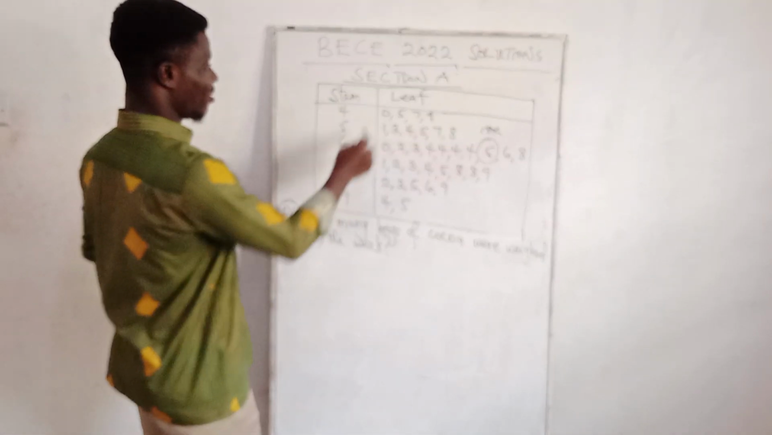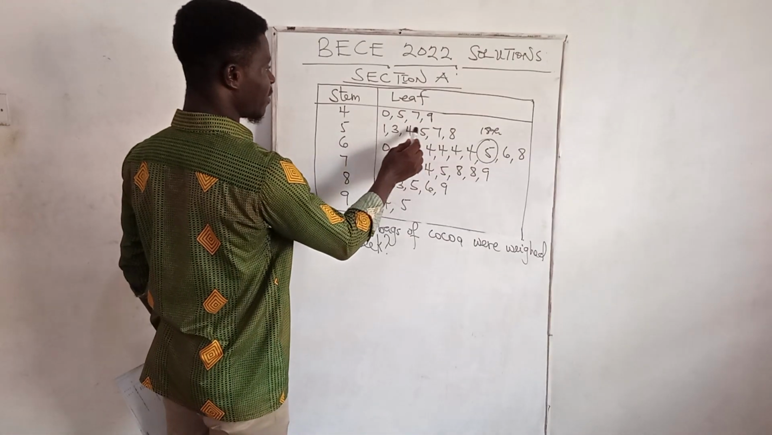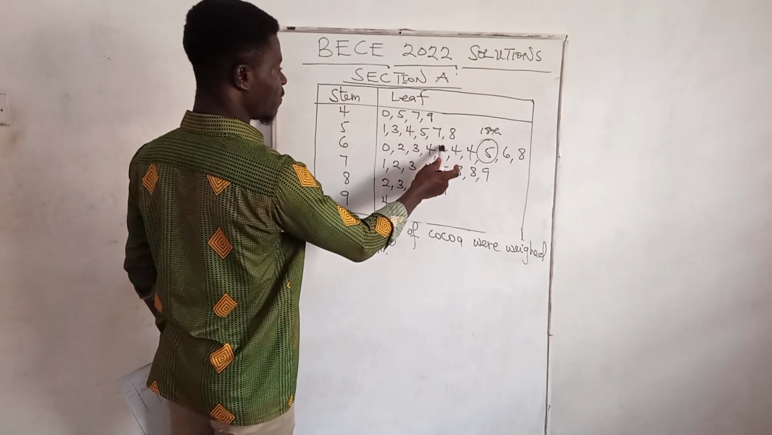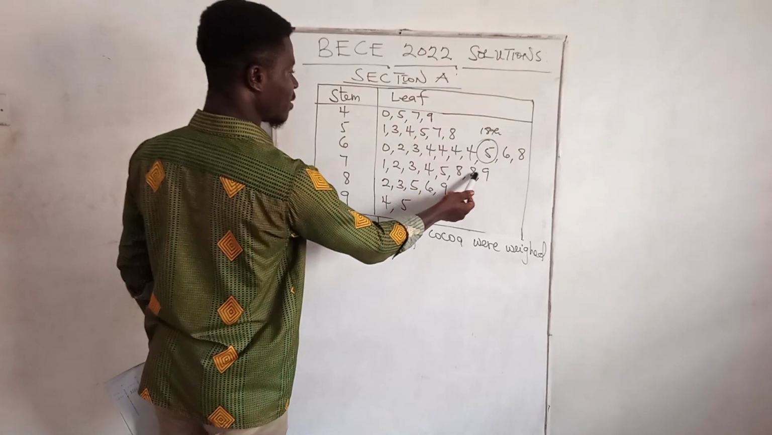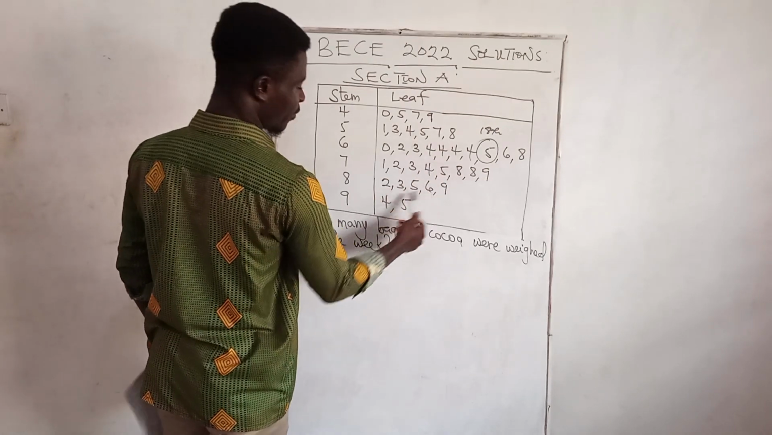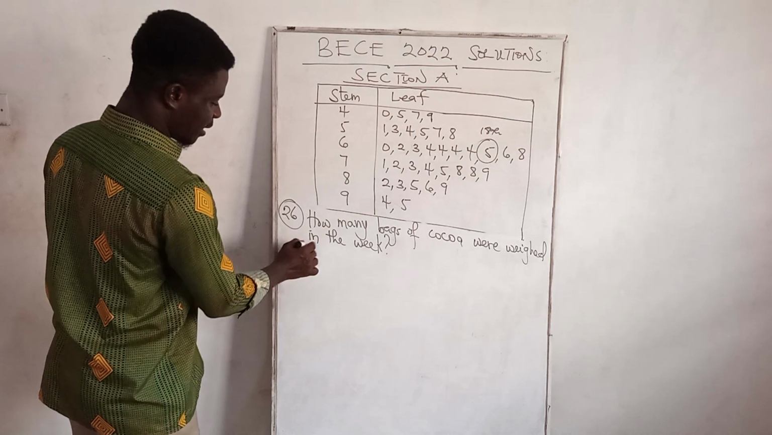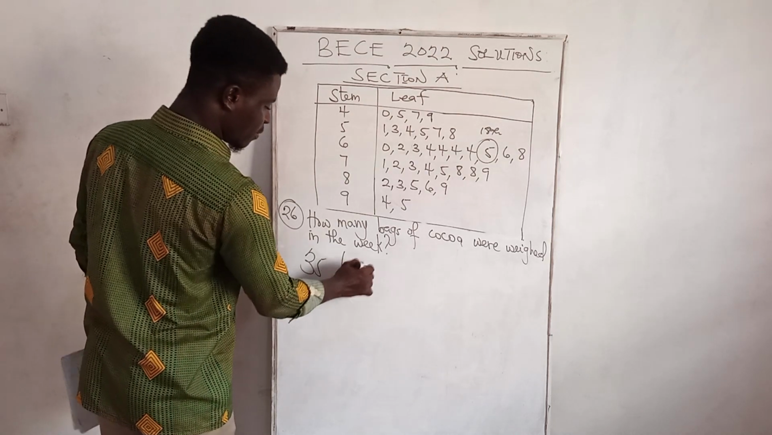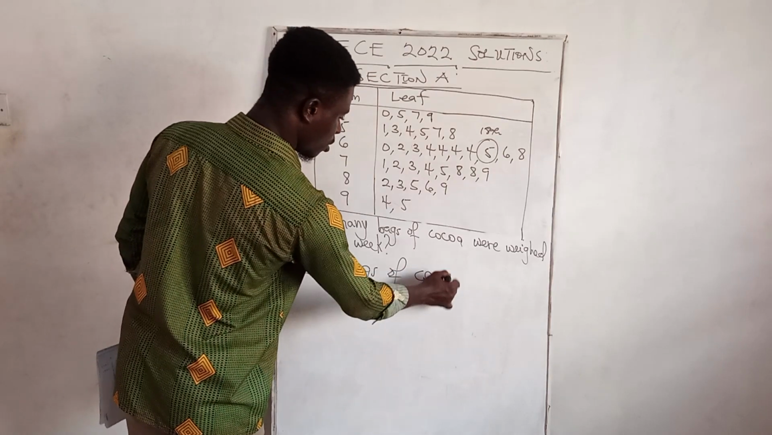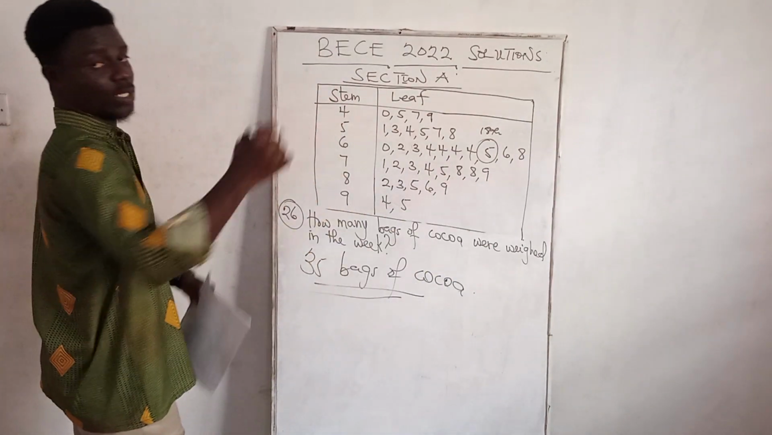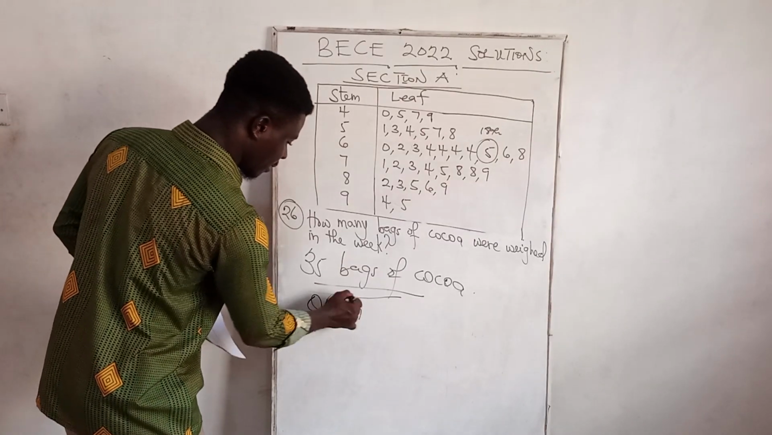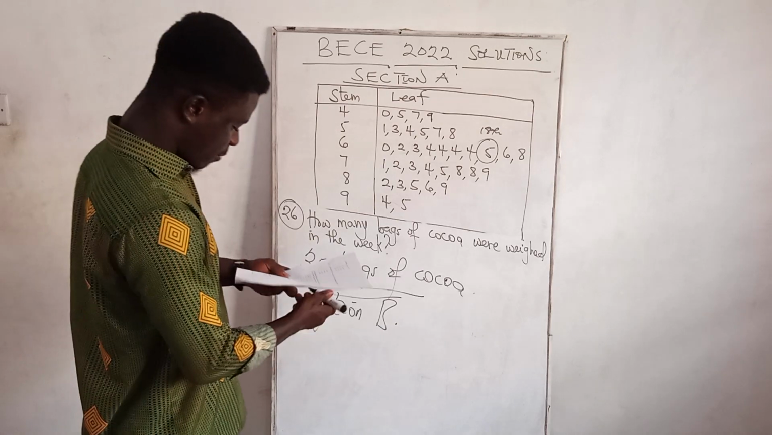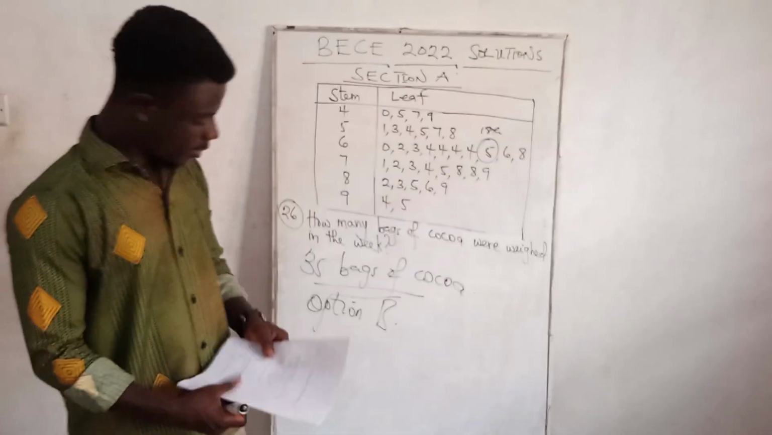We had 35. 1, 2, 3, 4, 5, 6, 7, 8, 9, 10, 11, 12, 13, 14, 15, 16, 17, 18, 19, 20, 21, 22, 23, 24, 25, 26, 27, 28, 29, 30, 31, 32, 33, 34, 35. So we get our answer: 35 bags of cocoa were weighed in a week. Our answer will be option B, which is 35. Very simple.